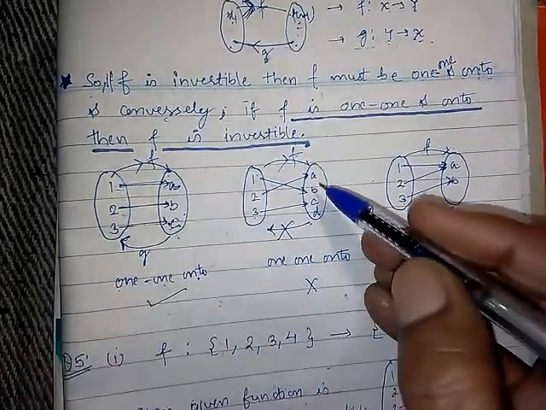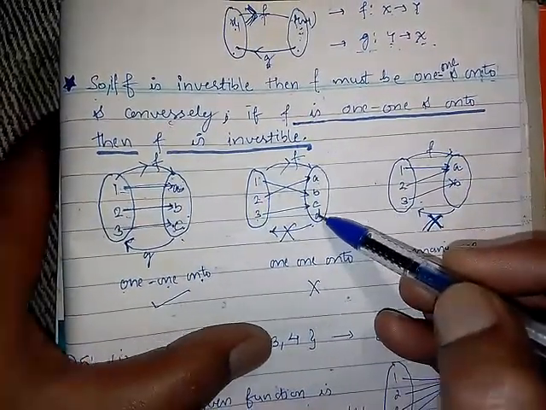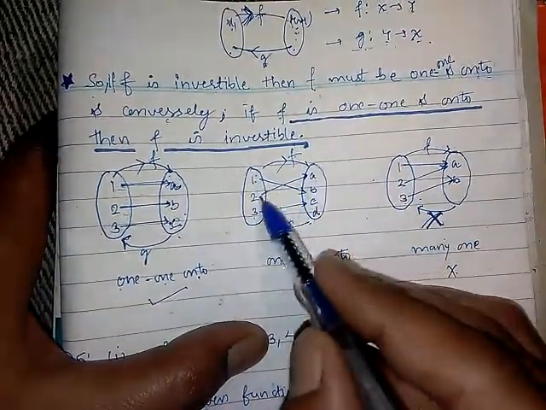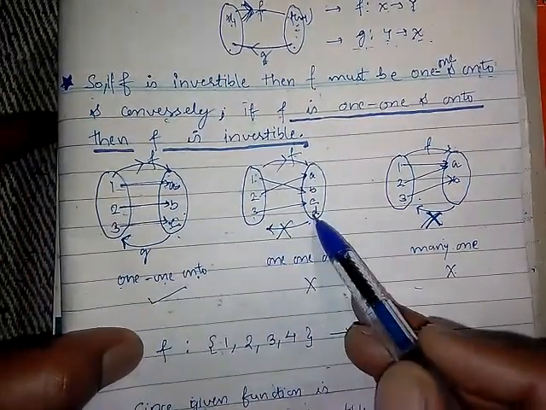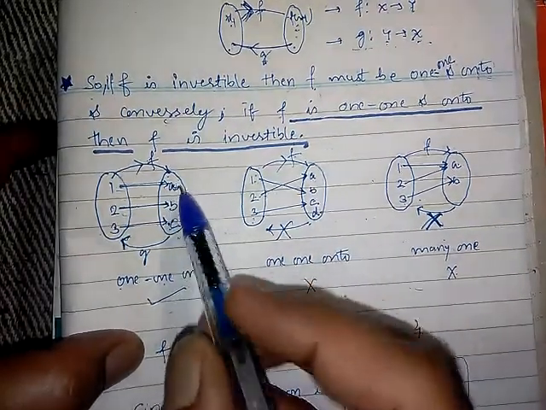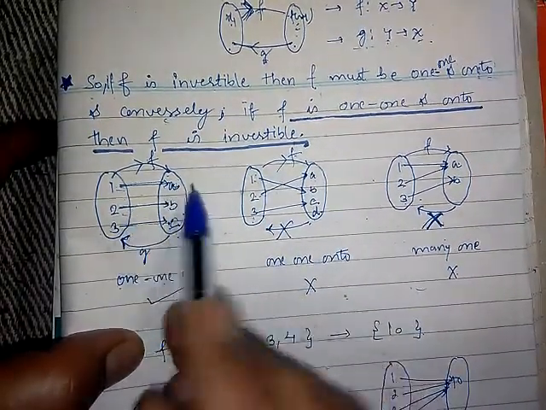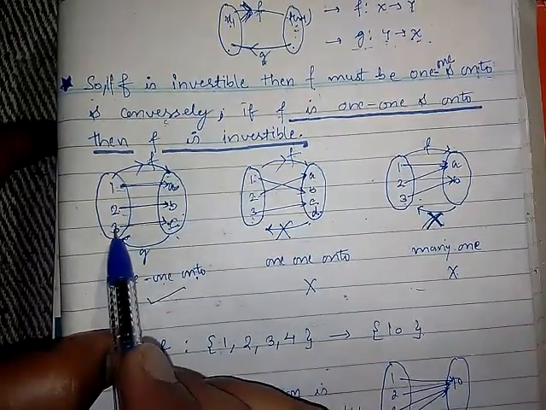After that, come to the second situation. 1 2 3 is mapping to A B C D, but here 1 is mapping to B, 2 is mapping to A, 3 is mapping to C, but no pre-image of D is there, right? So when you create its inverse, this will map to this, this will map to this, and this will map to this.